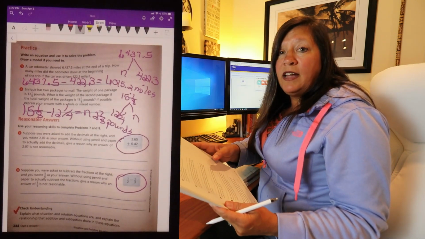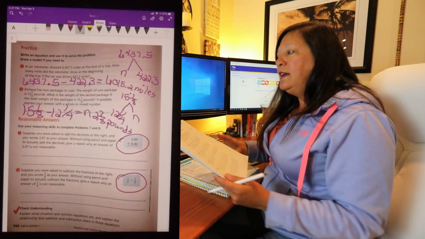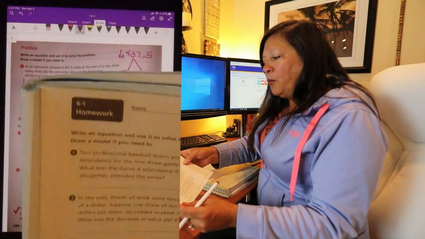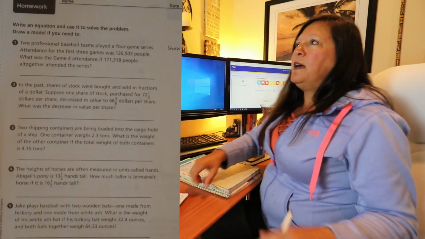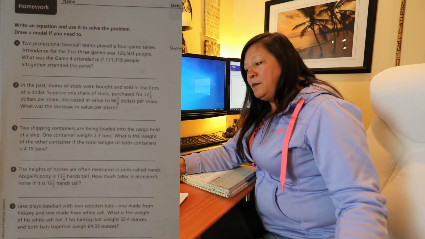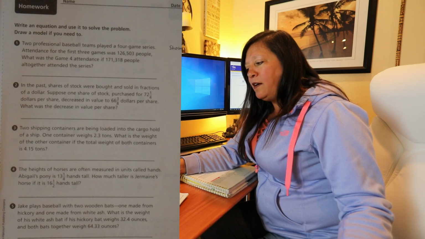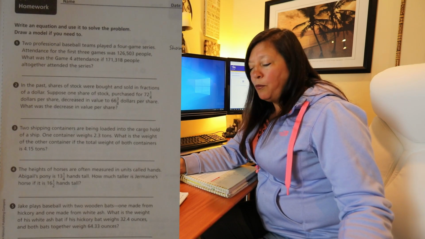Now I want to take a look at our homework side, and we're going to look at our homework. Okay, I'm just going to kind of read through the problems and then come up with the equations that we need to be using. Okay, so follow along. I'll give you a minute to get out your 6-1 homework.